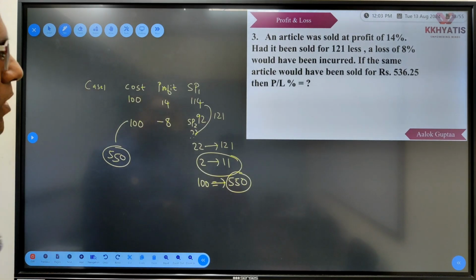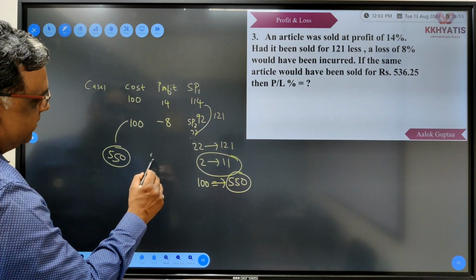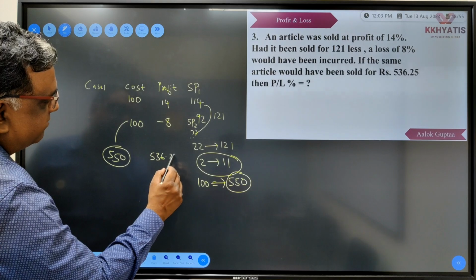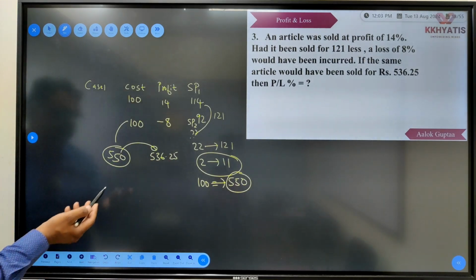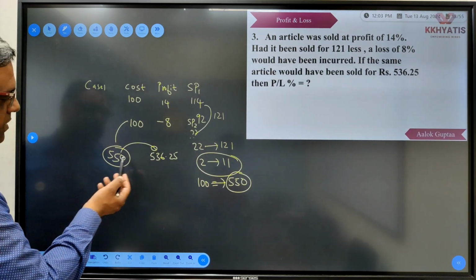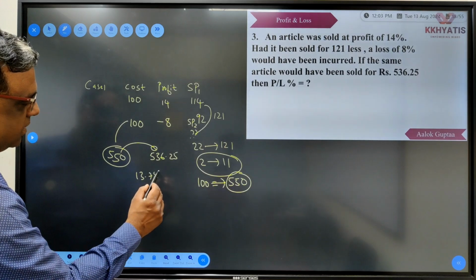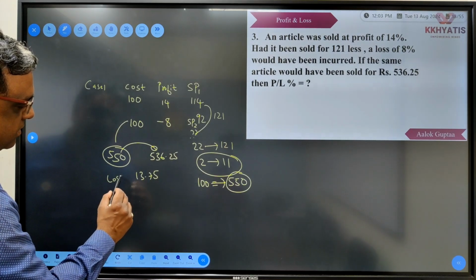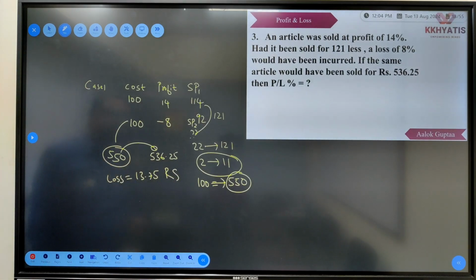If the same article would have been sold for 536.25, so it has been sold at 536.25, which means there is a loss. And what is the loss? If I subtract, 550 minus 536.25, a loss of 13.75 has been incurred. This is the loss incurred in rupees. Loss is CP minus SP.